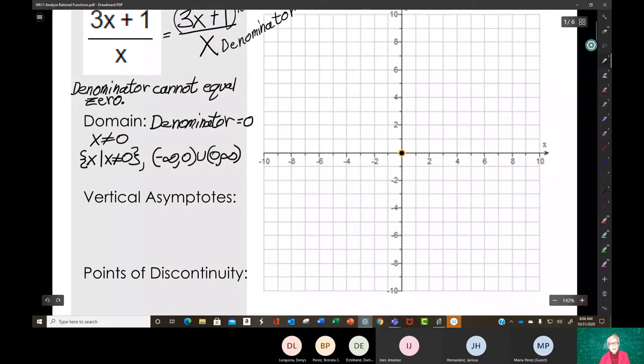So that will always be true. Regardless of what you have in the denominator, the domain is going to be what you get when you set the denominator equal to zero. And that will be what x cannot equal. Whatever x is, that makes the denominator equal zero.